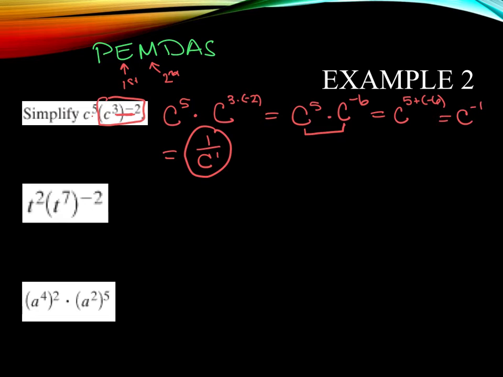For this next part, I have something similar. I have t squared times t to the 7th raised to the negative 2nd.